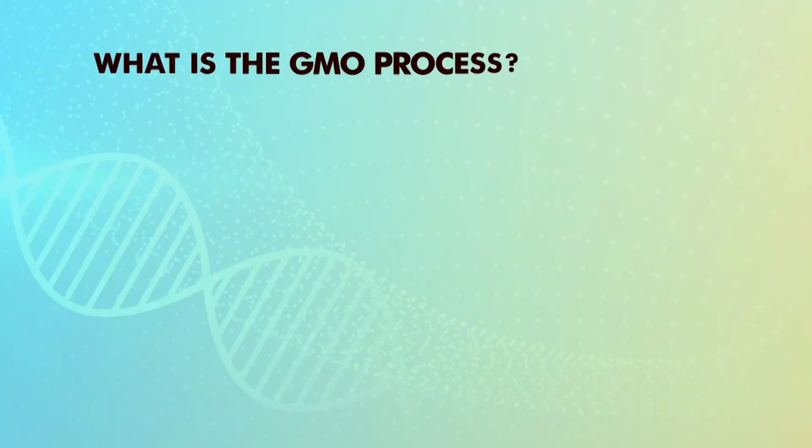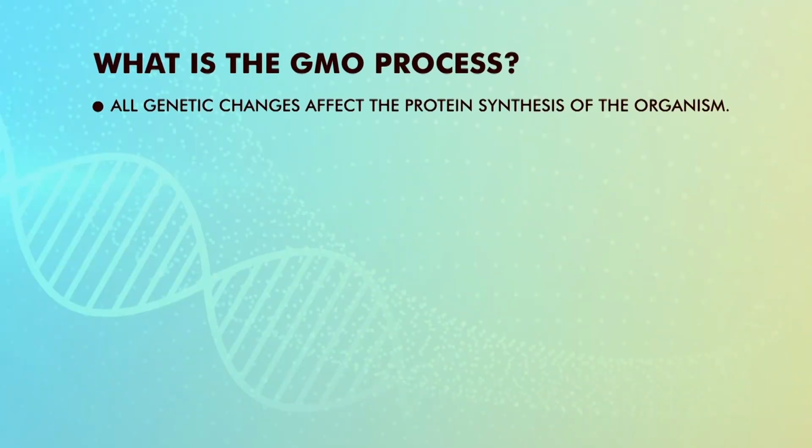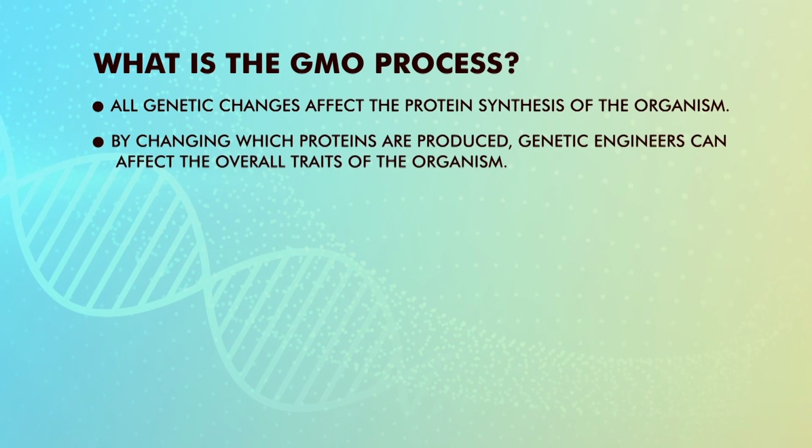So, what are GMOs? All genetic changes affect the protein synthesis of an organism, and if protein synthesis is affected, the traits they carry, or the desired characteristics present in an organism, can be varied. So, we are targeting the protein synthesis process by modulating genes for the creation of GMOs. By changing which proteins are produced, genetic engineers can affect the overall traits of organisms.